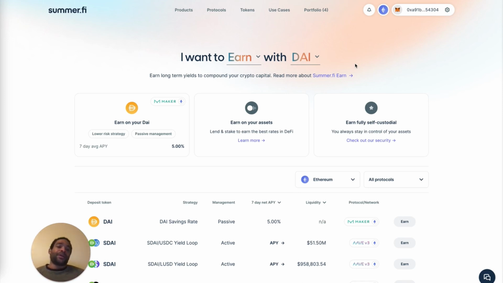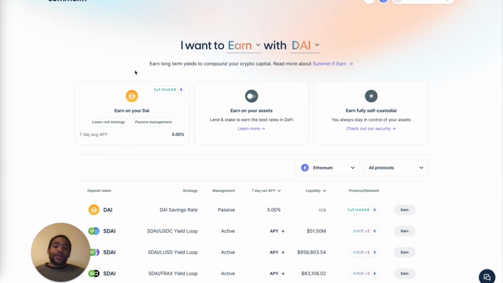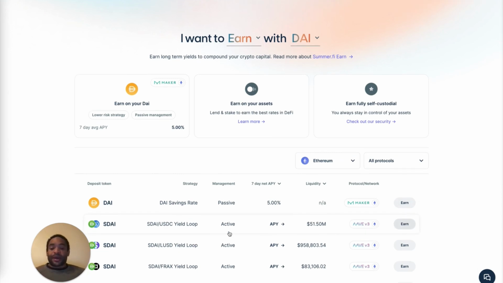So they came to Summer and said, okay, I want to earn on my DAI, and it's really easy to pare down to the asset that you want to use. Unlike some other platforms, you don't have to rummage through a bunch of different stuff. Summer is able to surface the things that are most relevant right away, and it even allows you to pare down and think about what you care about most. For example, if you want to do passive management and you don't want to be actively managing your position, there's really only one option for you, and that's the DAI savings rate. It's just clear, it's one thing, you don't have to think too much, and you can just click it and get started.